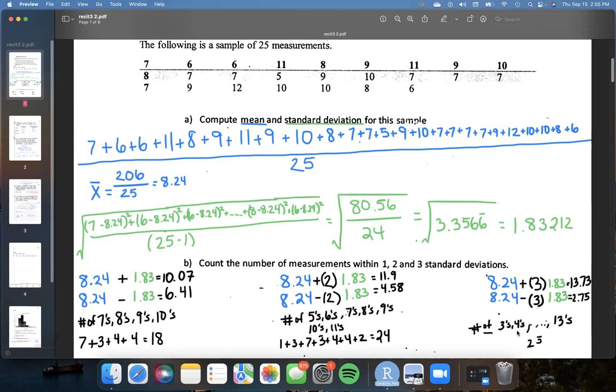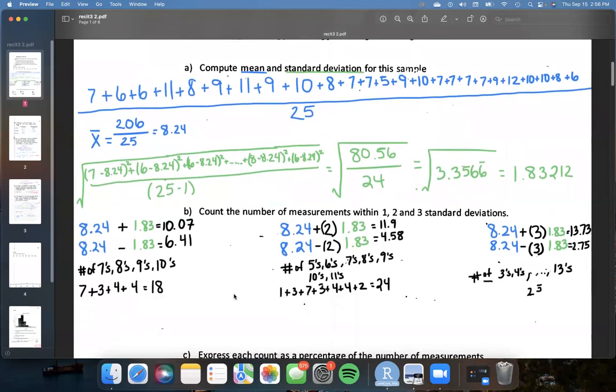So we want to count the number of these, which all of our data in this scenario falls within this range, because we don't have any 2s or lower, and we don't have any 14s or higher. So all of our data, if you go through and count, would be the number of measurements that fall within 3 standard deviations. So this would be 25, and that's cut off for some reason right here, but it's a 25. All right, so that completes question 1B.